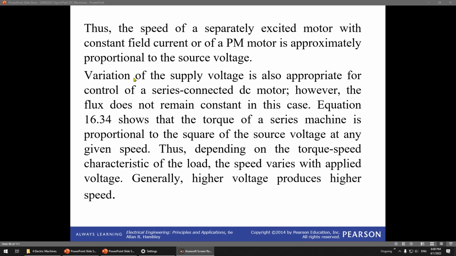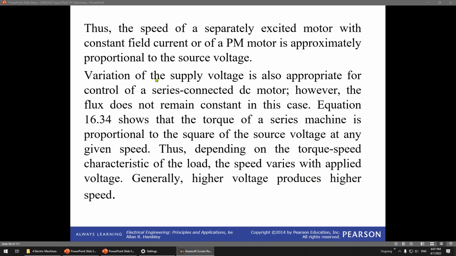Variation of the voltage supply is also appropriate for the control of series connected DC motors. However, the flux doesn't remain constant in this case. The equation shows that the torque in a series machine is proportional to the square of the source current at any given speed. Thus, depending on the torque speed characteristic, the speed varies with applied voltage. Generally, higher voltage produces higher speed.